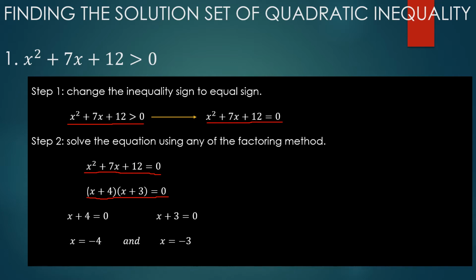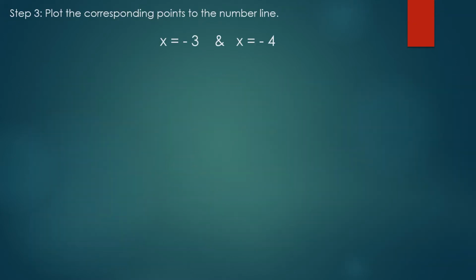So, para makuha mo yung sagot, equate to 0 mo yung dalawa. Ito, x plus 4 equals to 0, and x plus 3 equals to 0. So, equate po yan to 0. So, yung mga roots natin ay x equals to negative 4, and x is equals to negative 3. So, yan na yung mga roots natin. Okay, next.